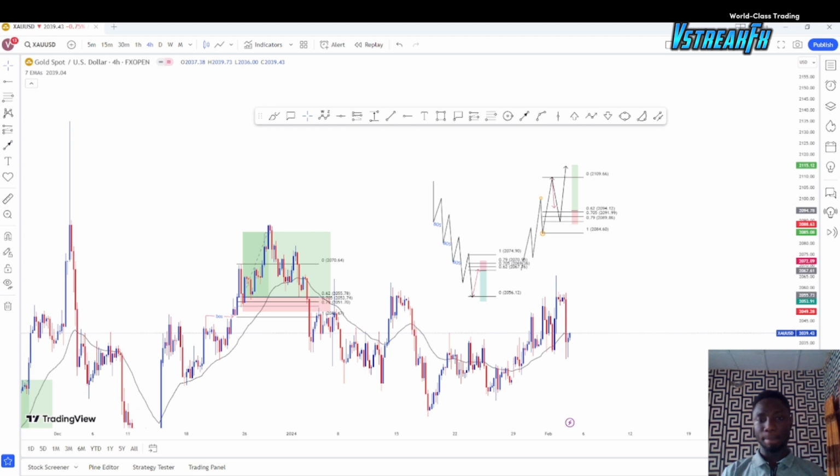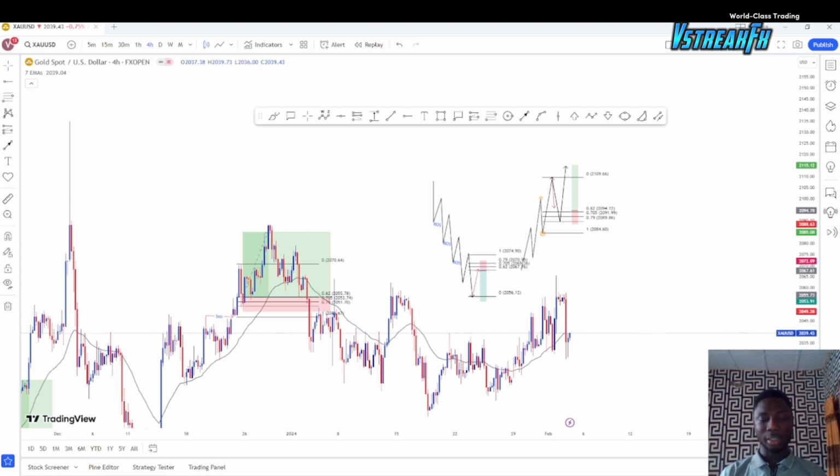Trading is 10% technical knowledge, but the psychology aspect of it covers the whole 90%. So we must do well to have a proper mindset to trade this strategy. It's very easy, a simple approach: understanding the market structure, understanding change of character, understanding how to draw it, and using the fib level.